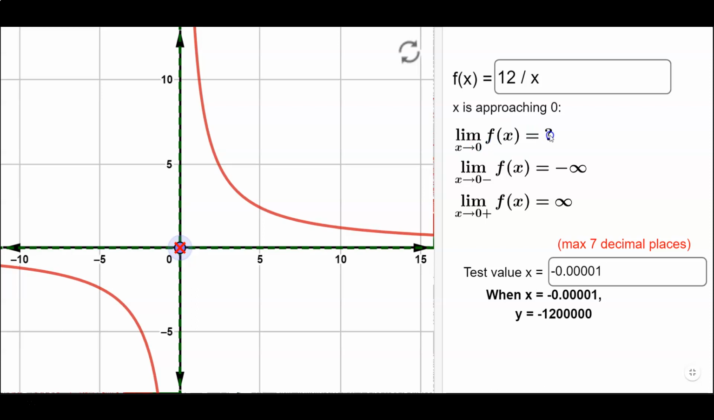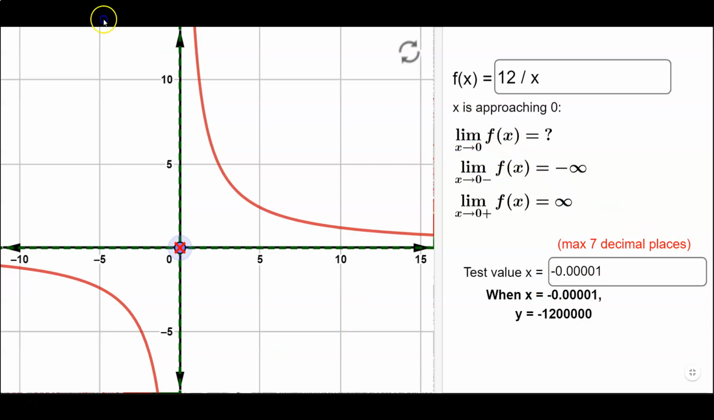See how it's got a question mark? Because one side you're going to infinity, the other side you're going to negative infinity. They're going in different directions. So the double-sided limit doesn't exist. They're not both approaching the same thing. They're going in opposite directions. So this limit, D and E, does not exist because they're not approaching the same number. Okay, that's what this means here.